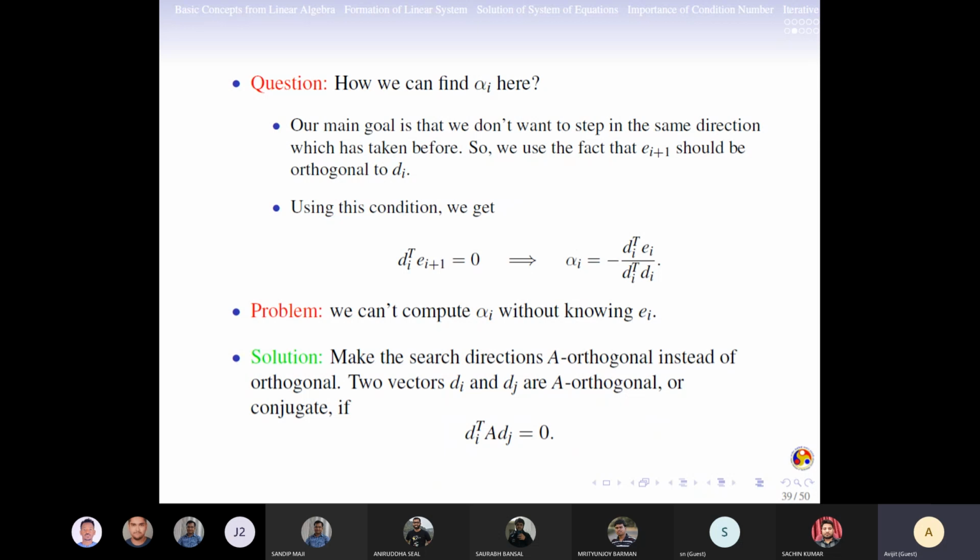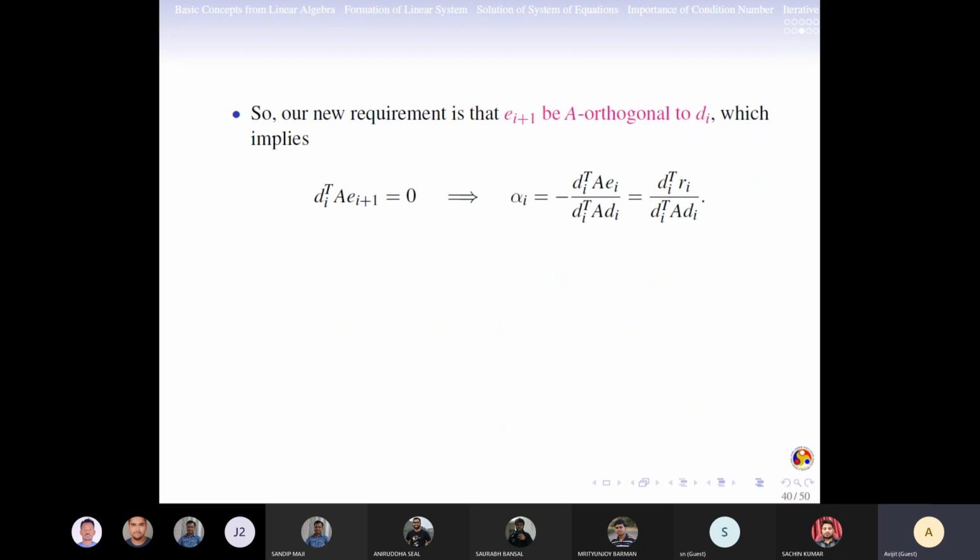So if it's just orthogonal, that means there will be no A, just di transpose dj will be equal to 0. A-orthogonal means there will be an A between them. This is the definition of A-orthogonal. So this relation will be imposed in that place. If I impose the relation, then what will happen? So ei plus 1 is A-orthogonal to di. If we impose the relations, then that will give you alpha equal to this.